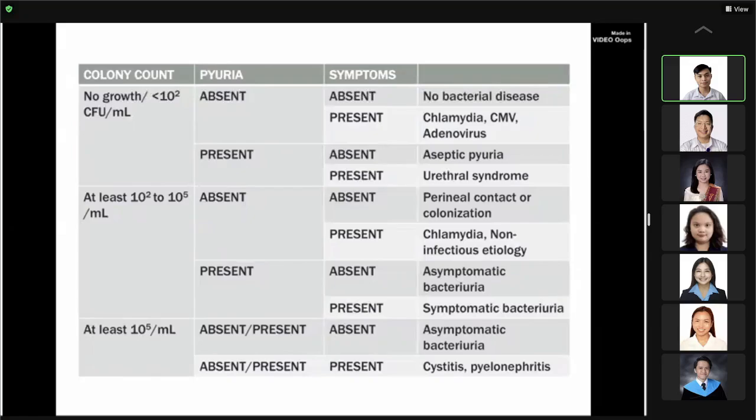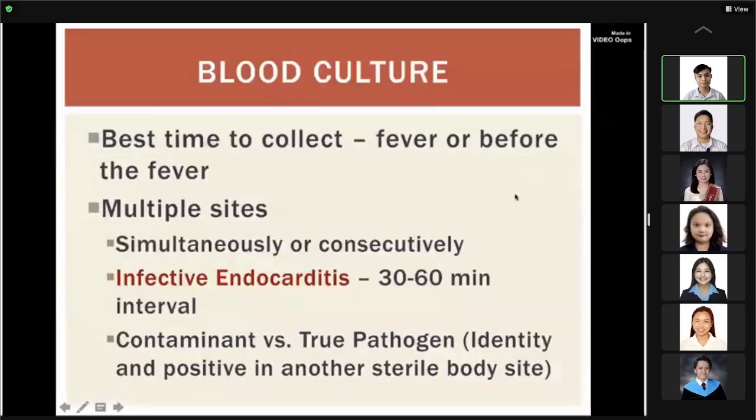If the colony count is at least 10 to the fifth per ml, with or without pyuria, with no symptom, then it's a case of asymptomatic bacteriuria. If the patient is symptomatic, it could be a case of cystitis or pyelonephritis.